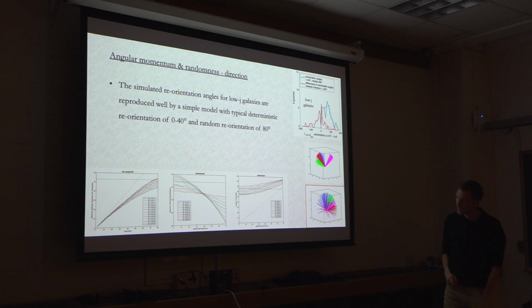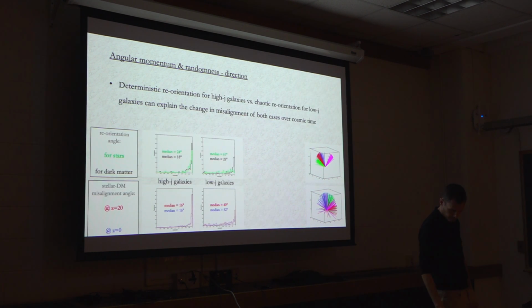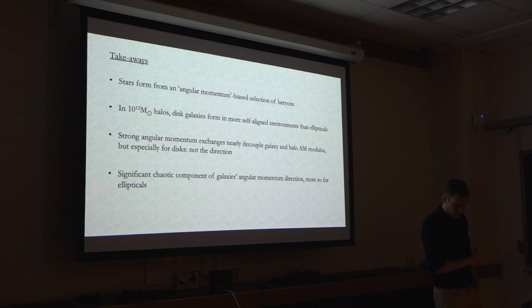Now if we look at low J galaxies, it looks more like this. We have a deterministic reorientation of something around 20 degrees typically, and the random component of about 80 degrees, and we can reproduce these observations well. This comes back to the puzzle that I left from a few slides ago. How come we have significant reorientation over cosmic time, but in the end, the misalignment between dark matter and stars looks in the final state very similar to the initial state? This comes from the fact that the reorientation here is random, and here is more deterministic, and with this model it's easy to reproduce this small difference even after significant random reorientation angles. Okay, so I'll stop here.